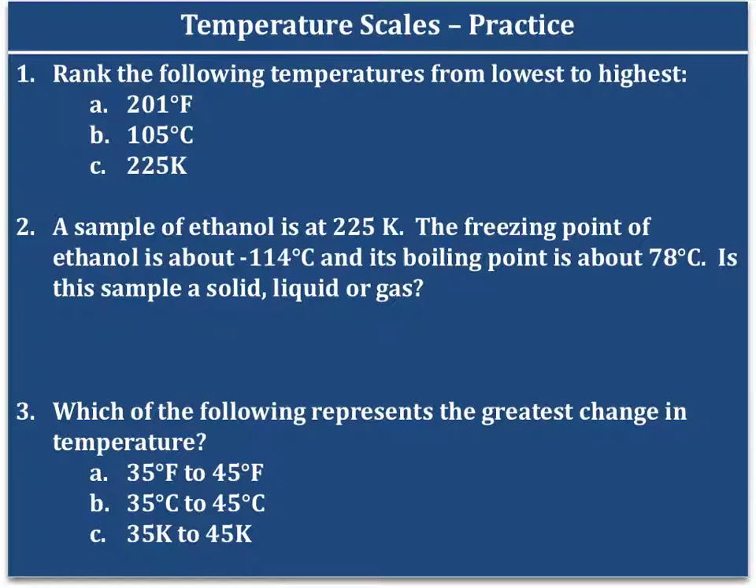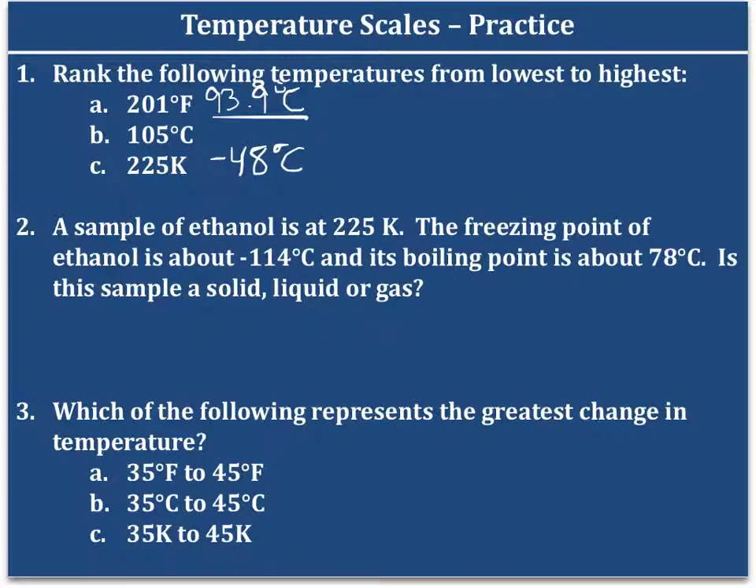Okay, first question. So we have 3 different temperatures here and we want to rank them from lowest to highest. But the issue is they're in different units. One's in Fahrenheit, one's in Celsius, one's in Kelvin. So we can't just rank them from smallest number to largest number. What I would recommend doing is converting these all into the same scale. So why don't we convert everything into Celsius? Alright, so convert 201 degrees Fahrenheit into Celsius. You should get about 93.9 degrees Celsius. Obviously B we don't have to do anything to because it's already in Celsius. And then kelvins to Celsius, we're going to subtract 273, so we get negative 48 degrees Celsius.